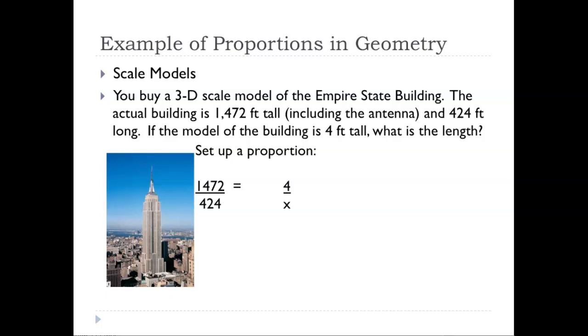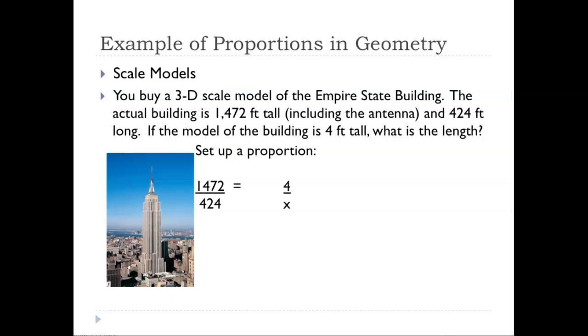So in the numerator on the left, that was how tall it was, and in the denominator, that was how long it was. So how tall over how long. So I'll do the same thing on the other side. So for the model of the building, it's 4 feet tall, so that goes in the numerator. And then we don't know how long it is. What is the length? That's x.